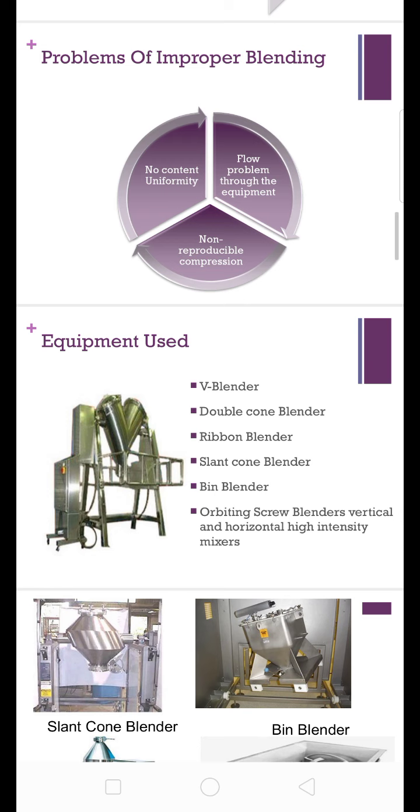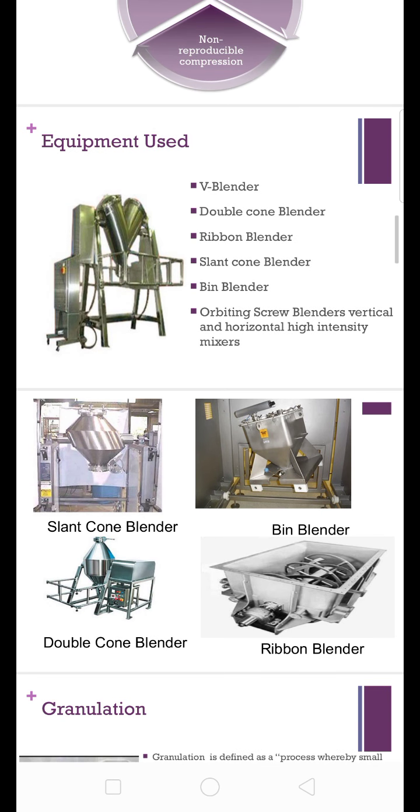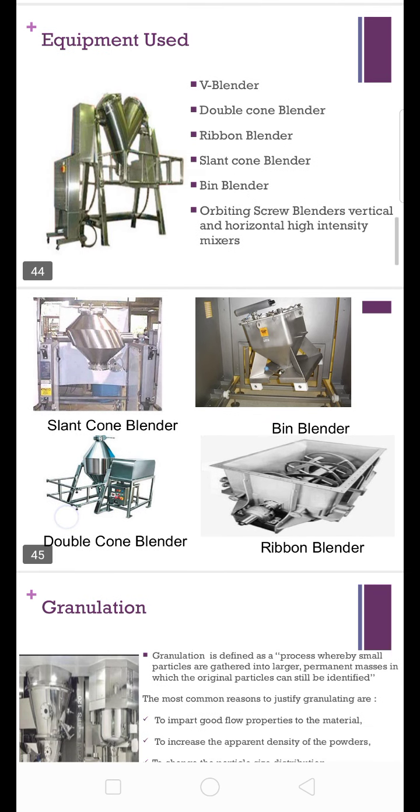Now, equipment used for blending: first is V blender, double cone blender, ribbon blender, slant cone. Depending upon the different shapes, these blenders are named and classified. Bin blender, orbital shaker, screw blender, vertical and horizontal mixers.